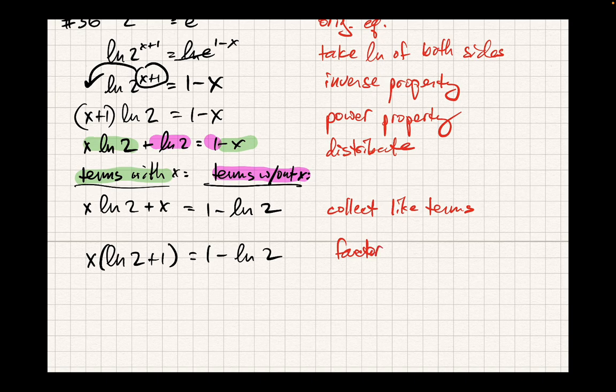Factor out x, and now I could solve for x. I'm really close. You divide by ln 2 plus 1. Right, and x equals 1 minus ln 2 over... Now I have x in a closed form. So now I can put this in my calculator and get it to 4 decimal places.